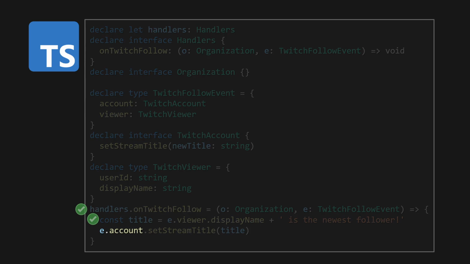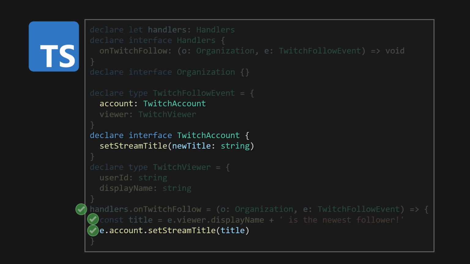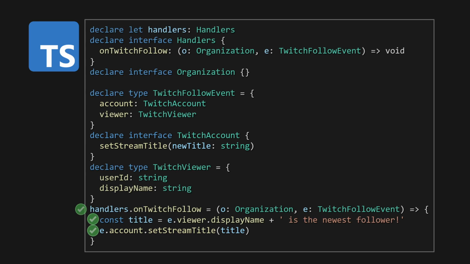We can do the same thing for this last line. We can figure out that e.account.setStreamTitle will evaluate to a function that takes a string, and we know that we're calling it with a string, so our whole program is well formed. This is what the TypeScript compiler does. It type checks our code to make sure it all makes sense according to the type definitions we've given it.